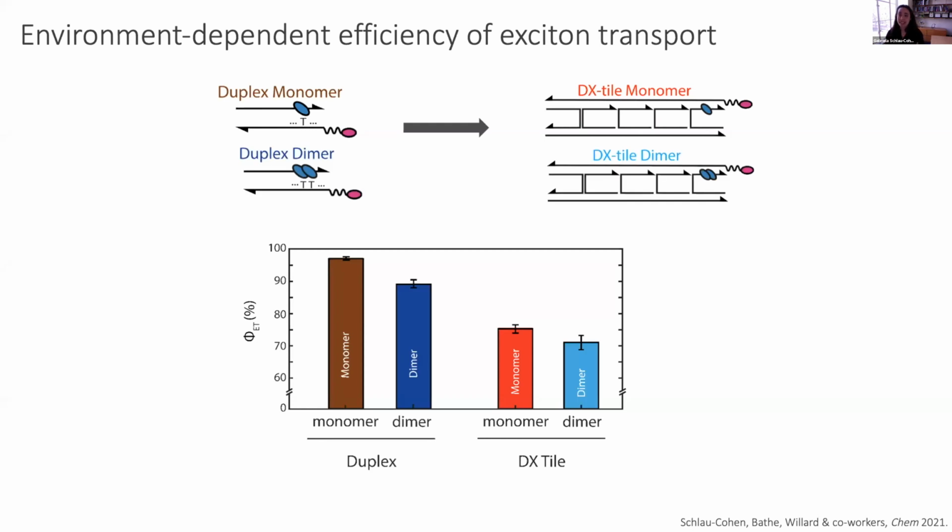We repeated this within the dimer, and we saw roughly the same effect. The absolute magnitudes are a little different because it's H aggregate-like, so the quantum yield decreases a little bit. But we saw that again, in the same case, these dyes that are chemically identical, and the distances are the same again, have different efficiencies of energy transfer.